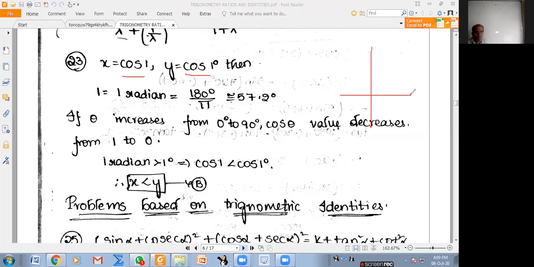In fact, between 0 to 90, the cos graph is like this. At 0, it is 1. At 90, it is 0, it is decreasing. So higher the angle, smaller the value. So 1 radian is a bigger angle than 1 degree. If the angle is bigger, the cos value is smaller. That's why cos 1 is less than cos 1 degree.